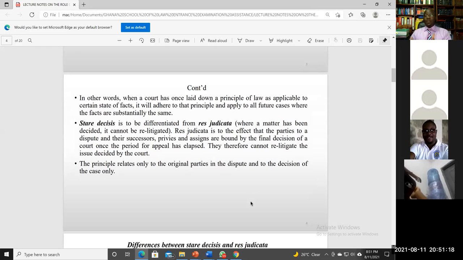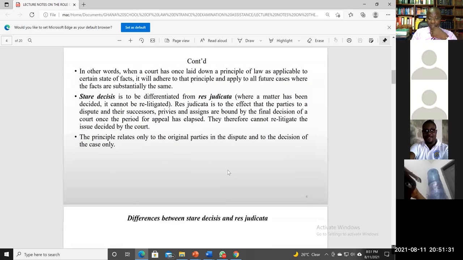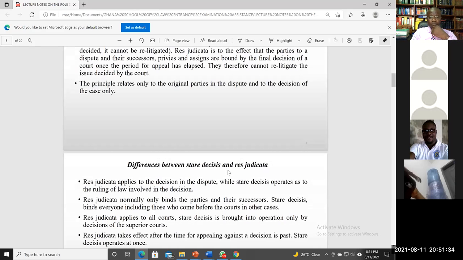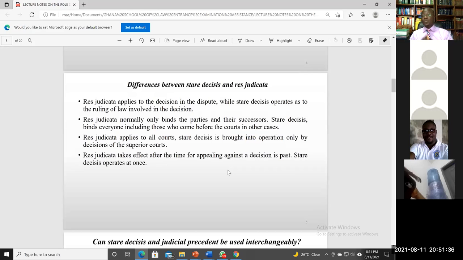And of course, res judicata has no relevance with respect to the laws which guide the court in making decisions. It is only relevant between the parties and those who are related to them, and those to whom they transfer their interest and so on. Other things that we have to know. So just to recount, the differences between stare decisis and res judicata. Res judicata applies to the decision in the dispute, whereas stare decisis operates as to the ruling of the law involved in the decision.